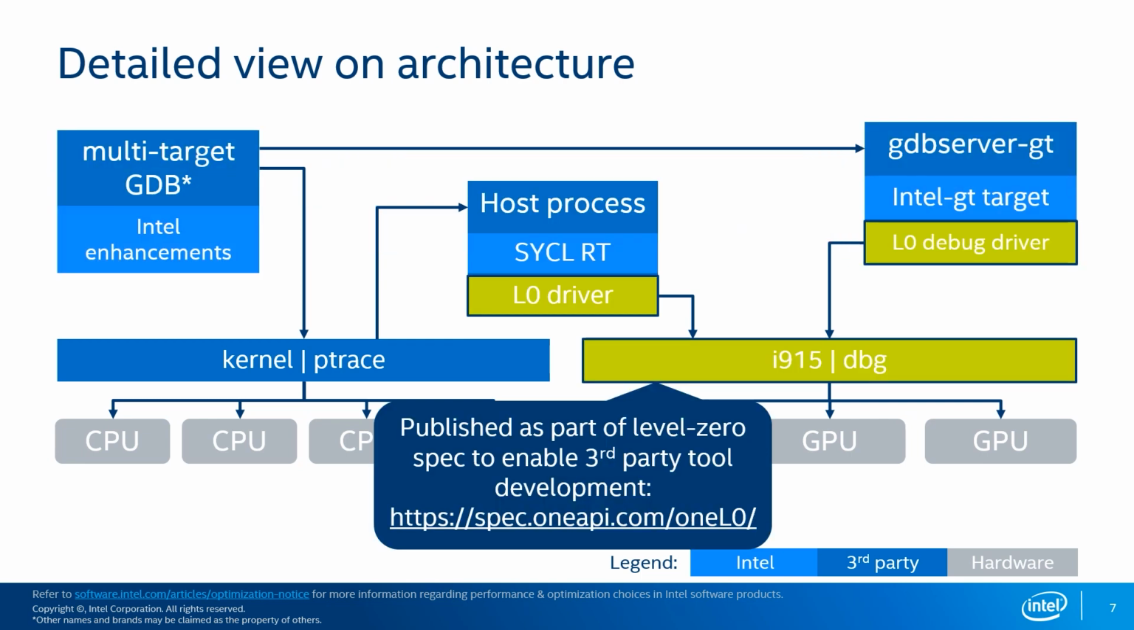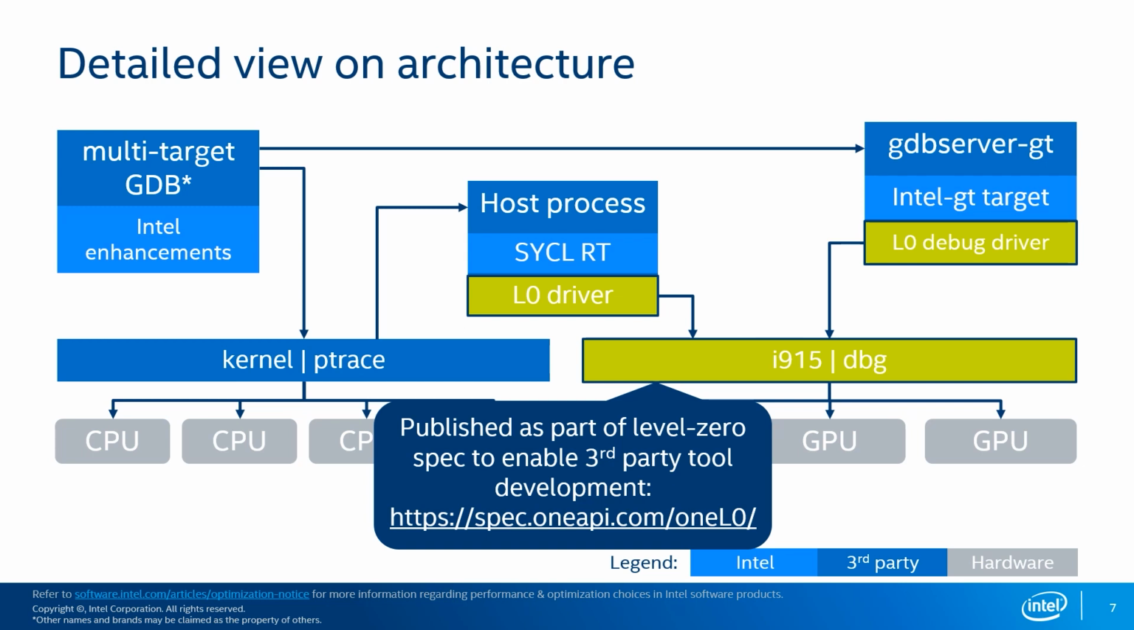Now we have the running GDB server GT. To control the device, it's using the debug interface, which is available as a part of the Level Zero interface. The Level Zero interface is included in the oneAPI specification, and its goal is to enable third-party tool development.